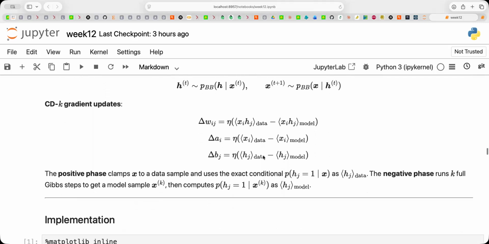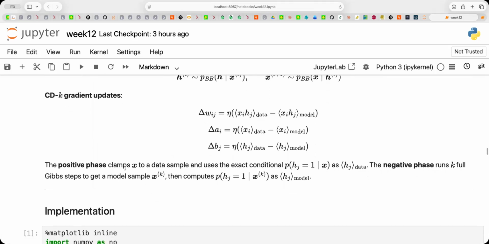And then we have the gradient updates, which we need to set up. So we have obviously a learning parameter. This eta is the learning rate. And these are the gradient expressions which we need. The positive phase clamps x to a data sample and uses the exact conditional probability. And the negative phase runs k full Gibbs steps to get a model sample x of k. And then it computes this quantity here as H model. Okay? Is that pretty clear?